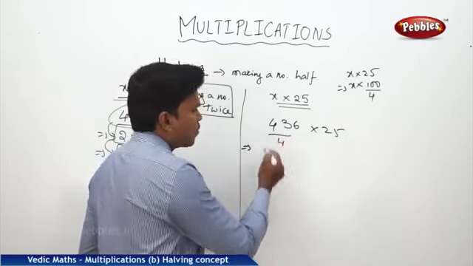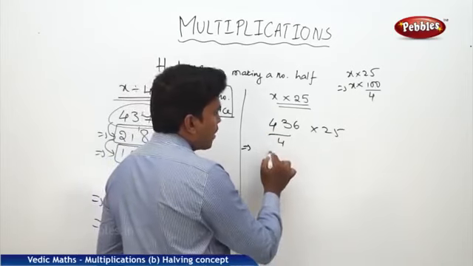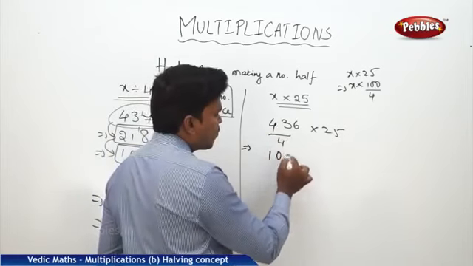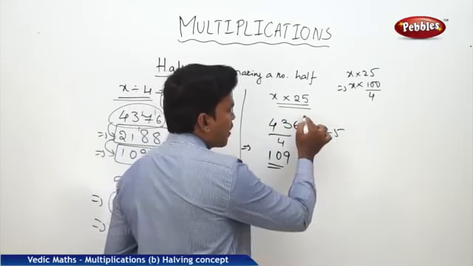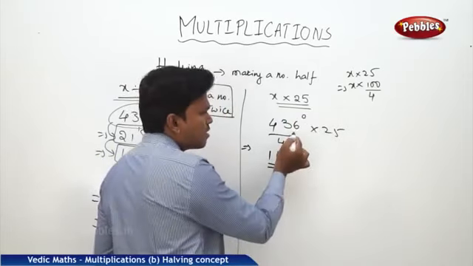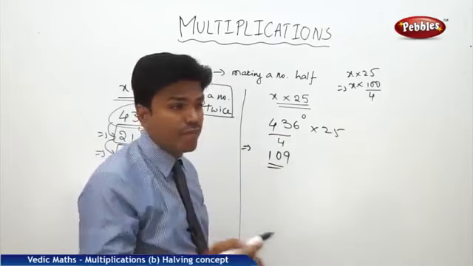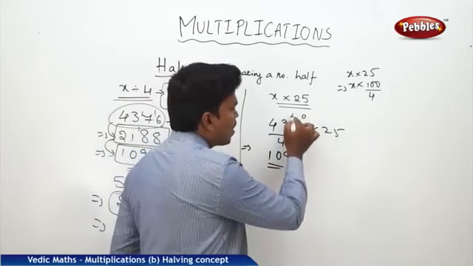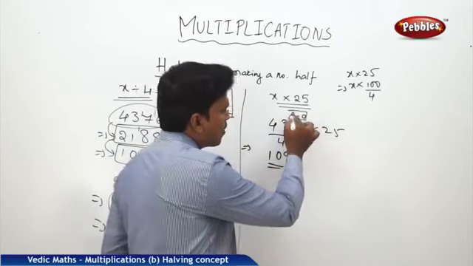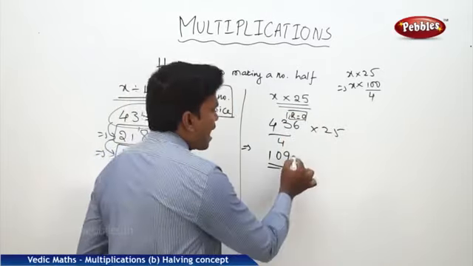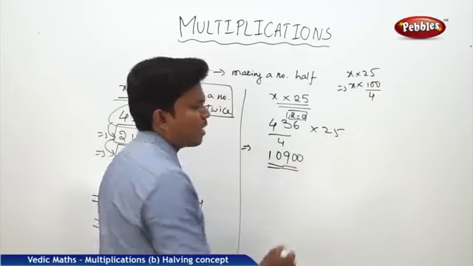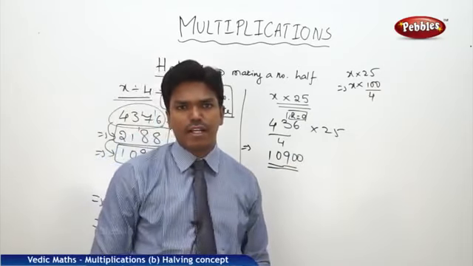If you divide the number by 4 directly, 4 1s are 4, 0, 4 9s are 36. We got the answer as 109. Now what is the remainder we got finally? Since the number is exactly divided by 4, the remainder we got is 0. If you are getting the remainder 0, simply add 2 zeros at the end.